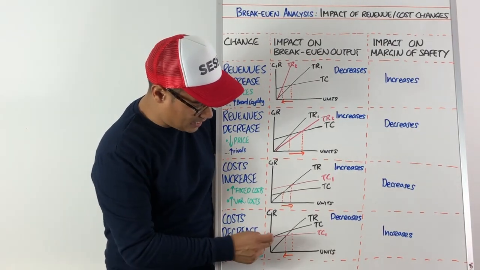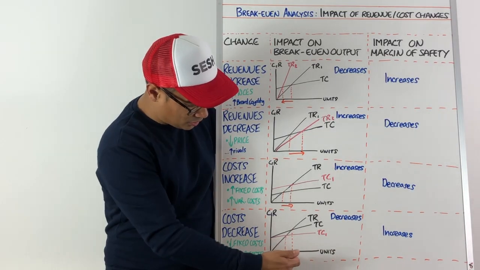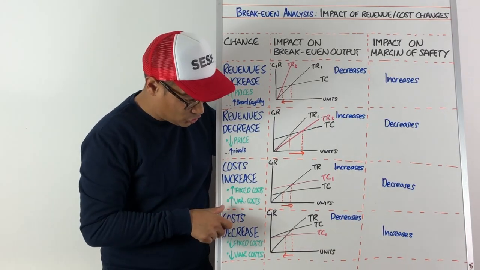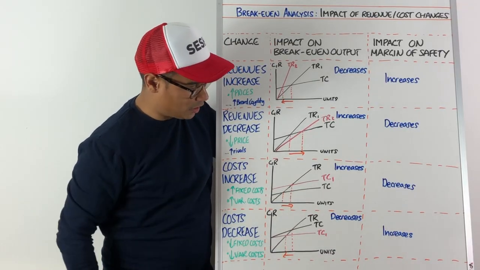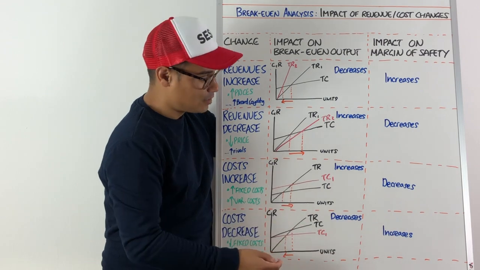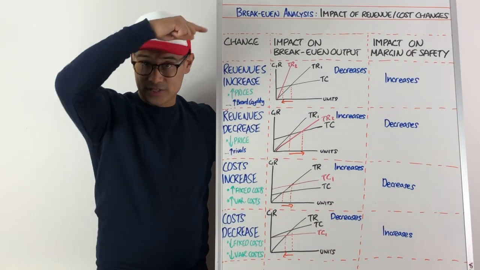And what that means here is that your break-even output is going to come in because costs have gone down. That's a good thing. So break-even output will decrease. You can see it clearly in the chart. The opposite is going to happen to the margin of safety. That's going to increase. And I'll see you at the next sesh.